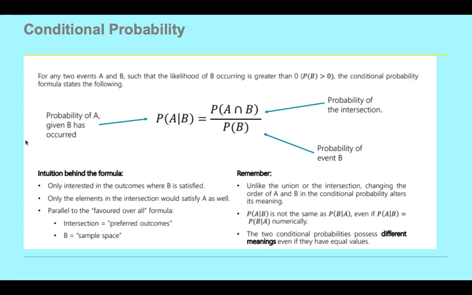So the conditional probability formula states as follows: the probability of A given that B has occurred is the probability of A intersection B, divided by the probability of B. The numerator is the probability of the intersection, and the probability of B is the probability of event B. To understand this, we can take an example.